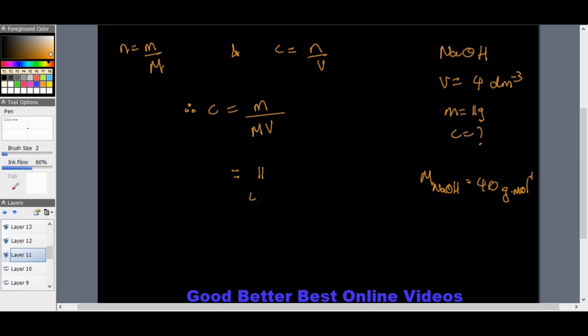So we've got 11 divided by 40 times 4. Okay, so we have 11 over 40 times 4. The concentration, rather, I don't know why I said amount of moles. Concentration should equal, to 2 decimal places, 0,06875. So I'm going to round it up to 0,07 mole per decimeter cubed.